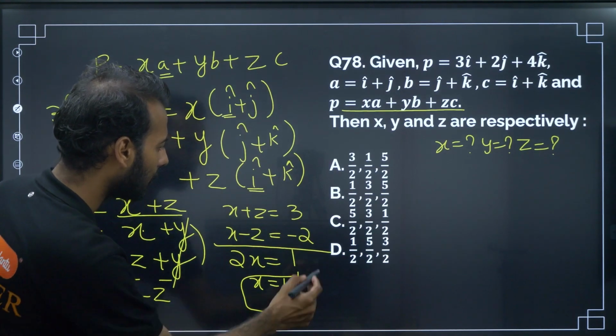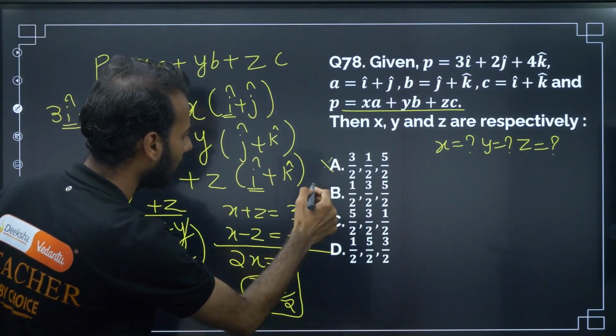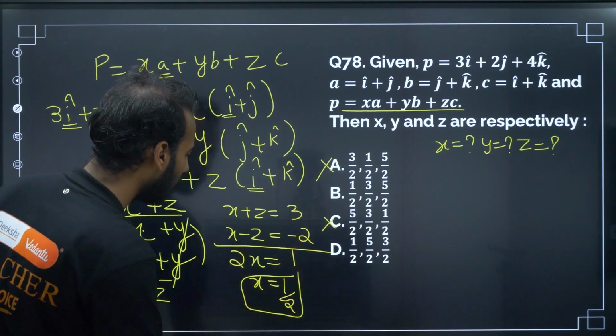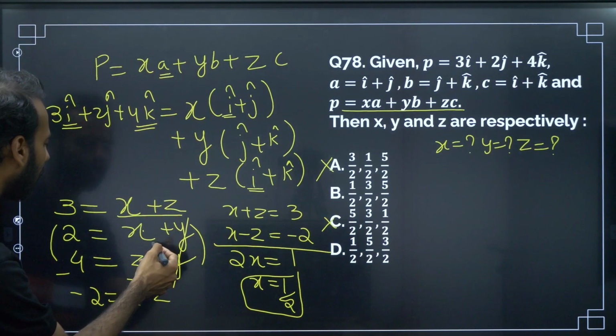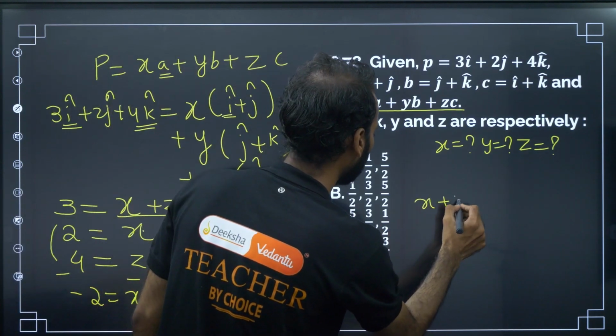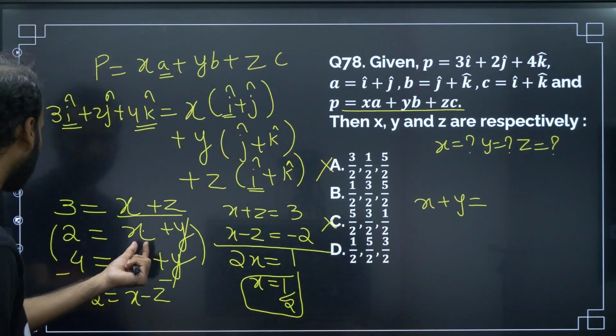Which option? x is equal to, not this option, not this. B is 1 by 2 here and here. So we have to go for finding the y value also. Now for the y value, you consider any equation. Let me consider x plus y is equal to, any random equation which has y, that I am considering.